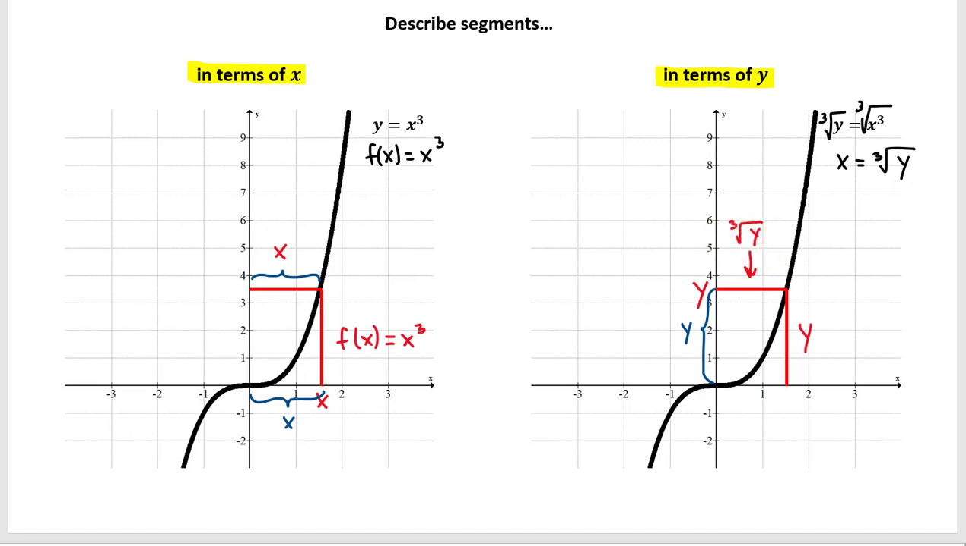So let me summarize this. When you're trying to describe segments associated with different functions, the first thing that you need to determine is what variable you're using. And again, depending on different problems that you do, you might have a need to express it in terms of x or in terms of y. And once you determined what variable you're using, these two examples given to you side by side give you an idea of how vertical and horizontal segments should be described.